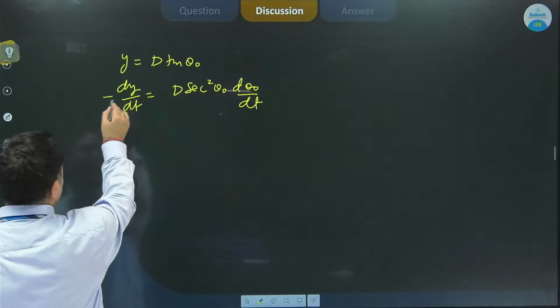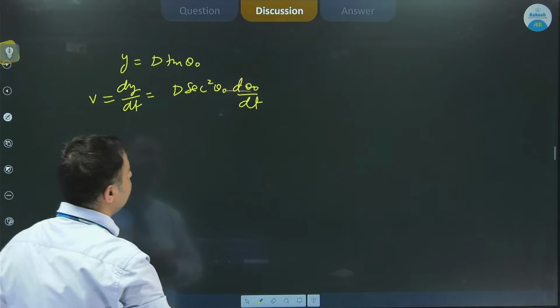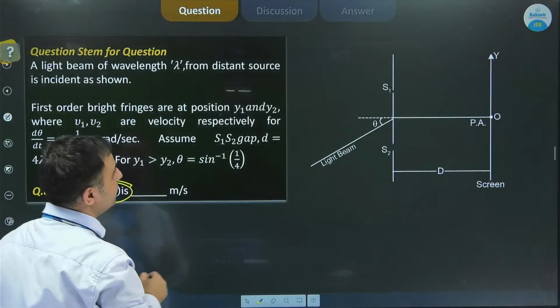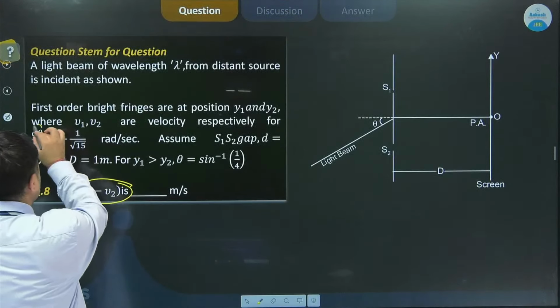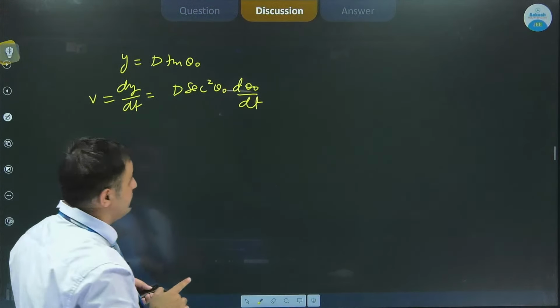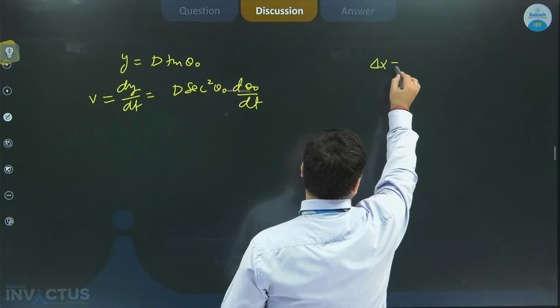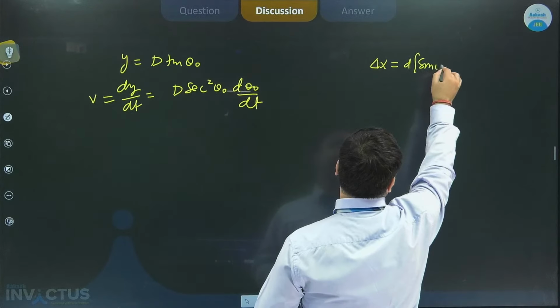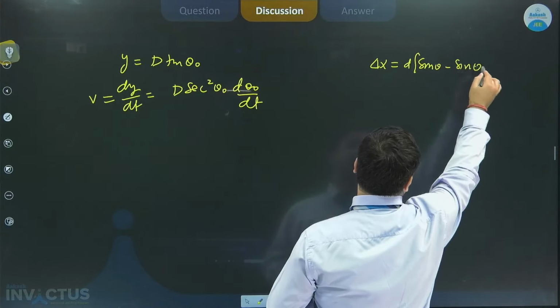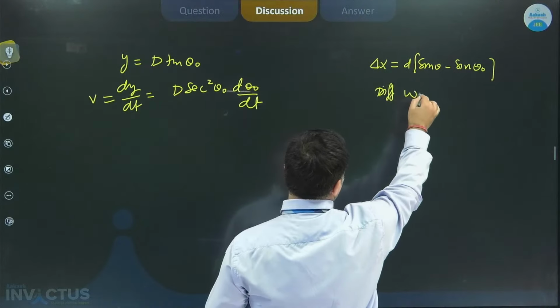Now this is velocity v. Now there is a relation between d theta naught by dt and d theta by dt. Remember, in the question we have d theta by dt, and here we have d theta naught by dt. So there must be some relation between them. So delta x is d times sine theta minus sine theta naught. So differentiate it with respect to time.